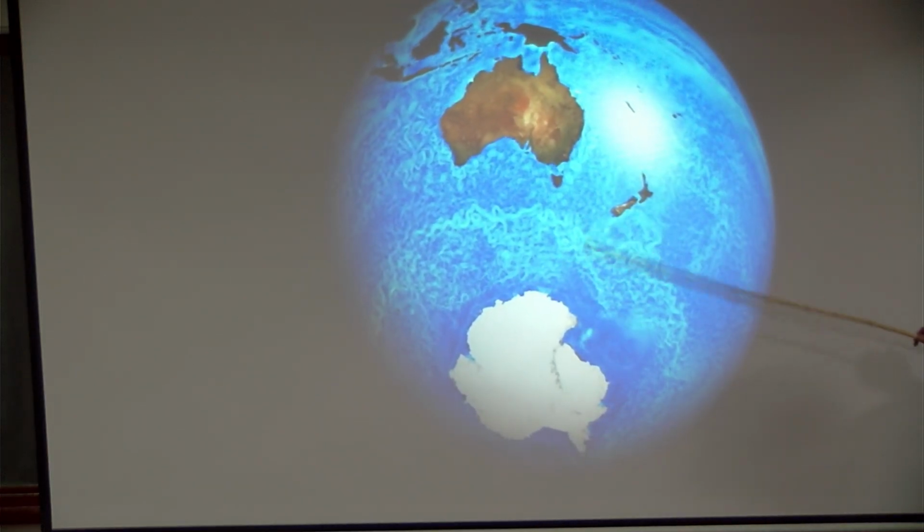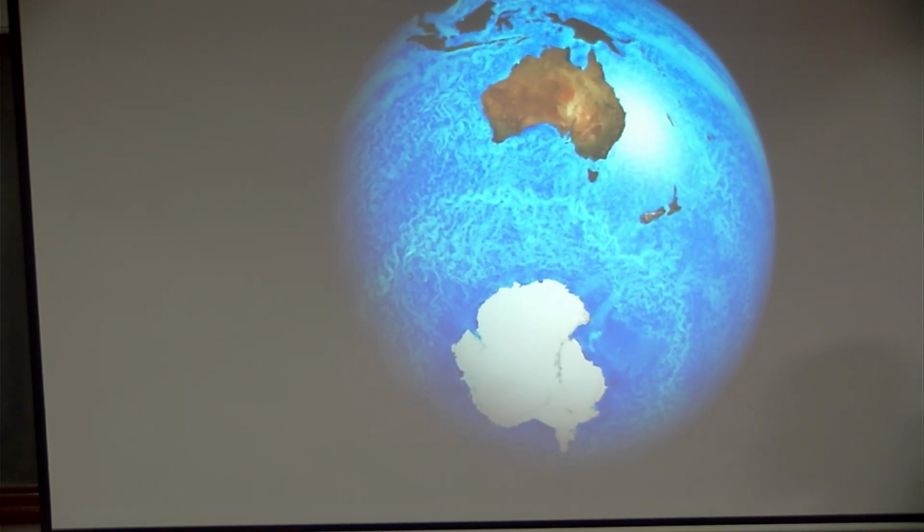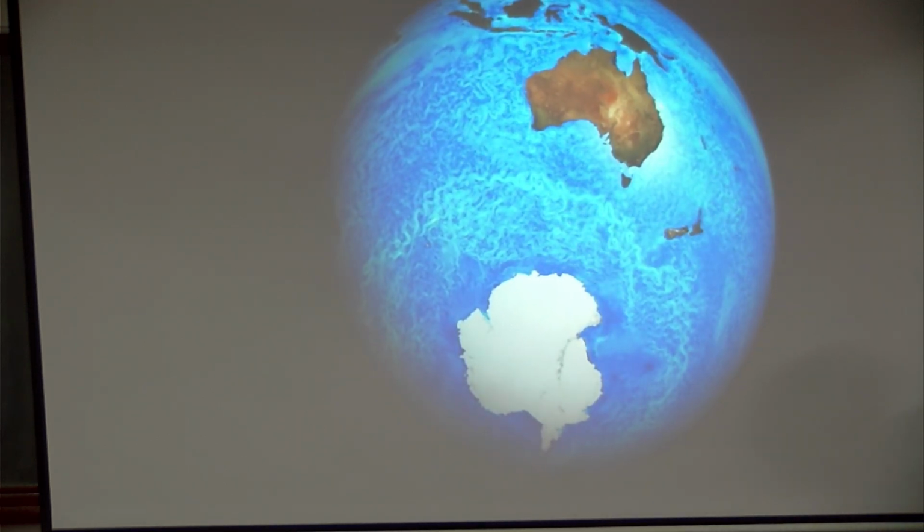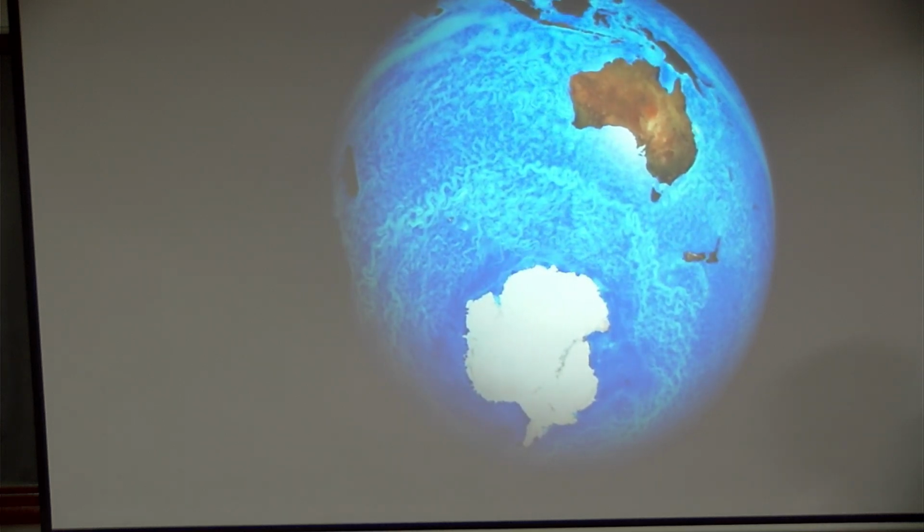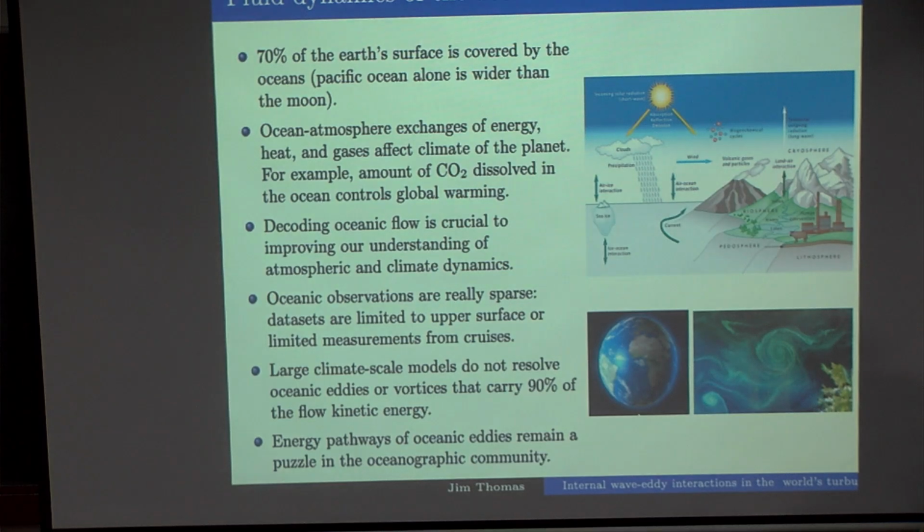These eddies and waves make up the turbulent flow in the ocean, and understanding this is important for understanding the climate and weather of our planet. So we'll see that here. So when you look at, yes.